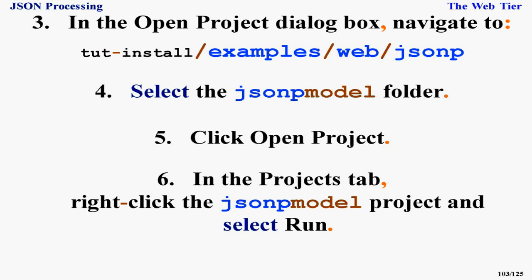6. In the Projects tab, right-click the jsonpmodel project and select Run.